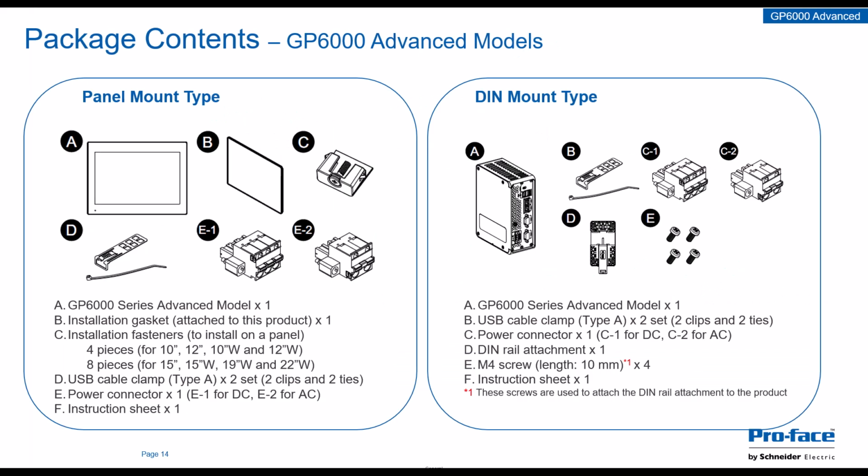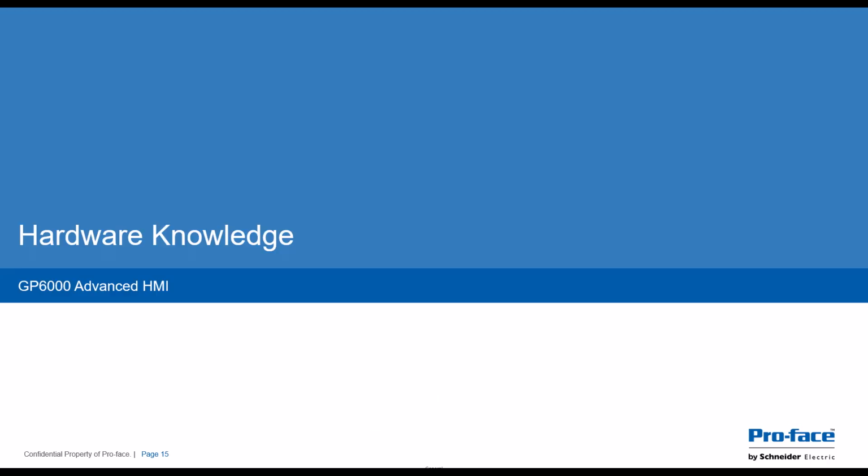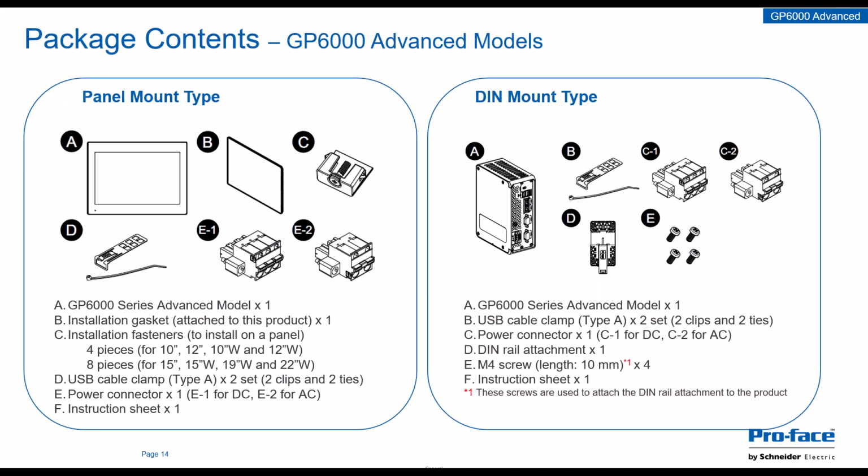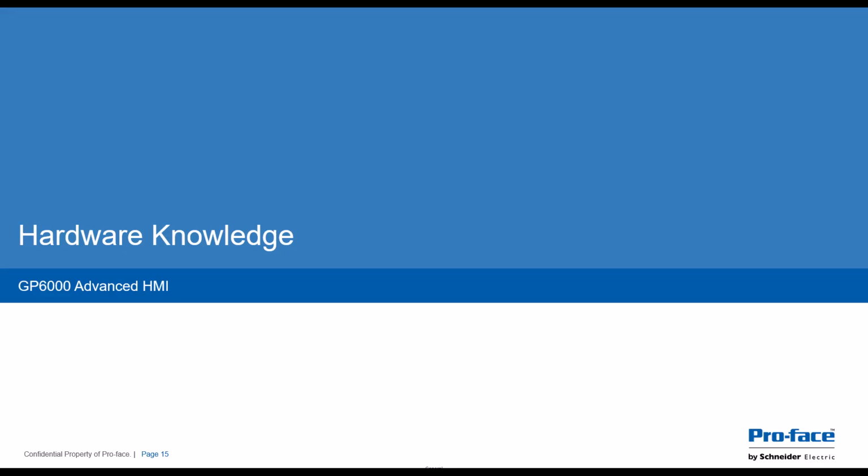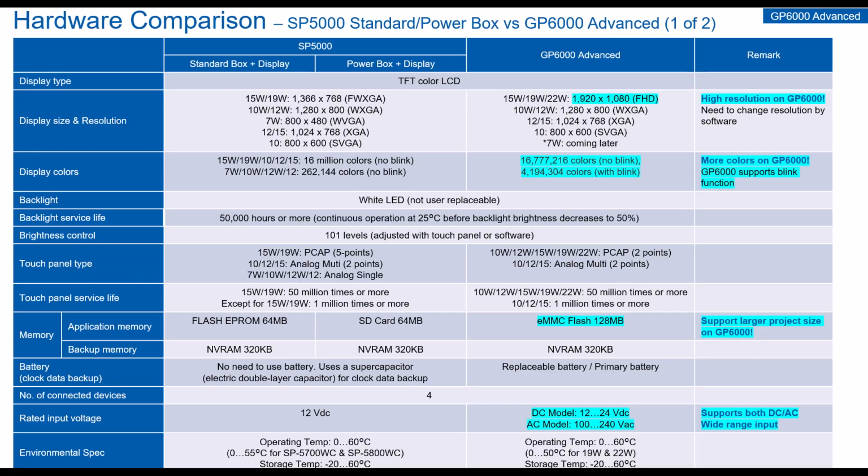Okay, here's another slide. If you're interested, please pause and take a look. Okay, hardware. Diving in a little bit more deeply into the hardware. Again, here's just another busy slide, and what we're doing here is comparing the SP5000 standard and power boxes versus the GP6000 advanced. You can see we've highlighted all the major differences. Full HD for sure, more colors, different types of memory, larger size memory, and then DC and AC are the major points here.